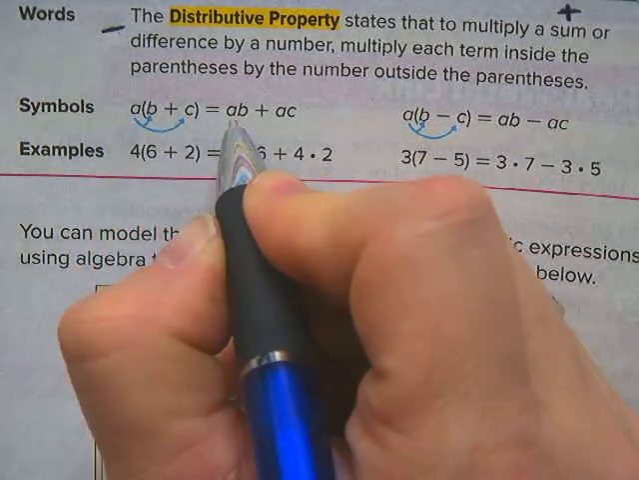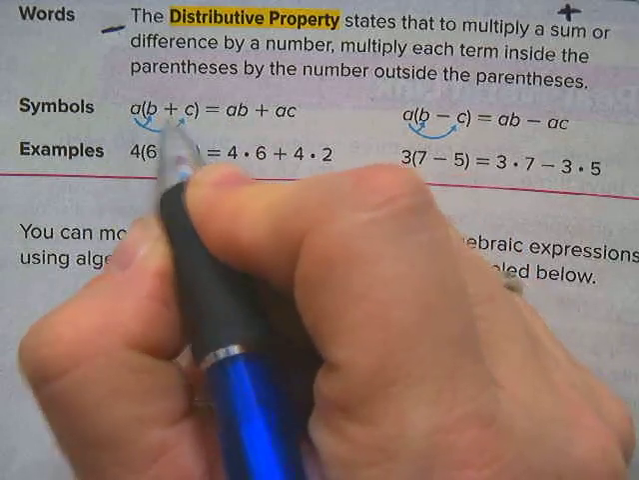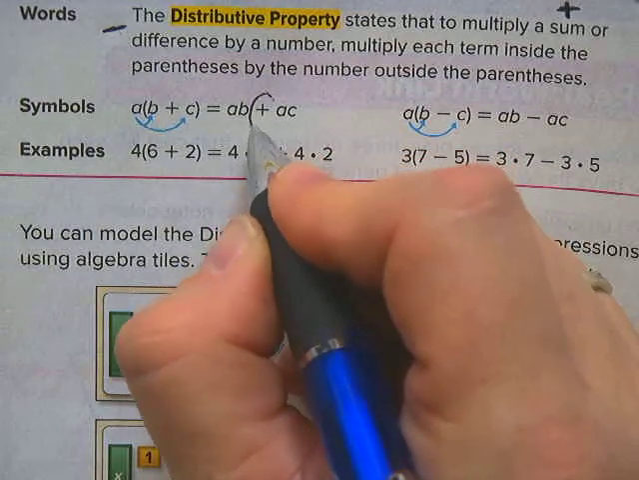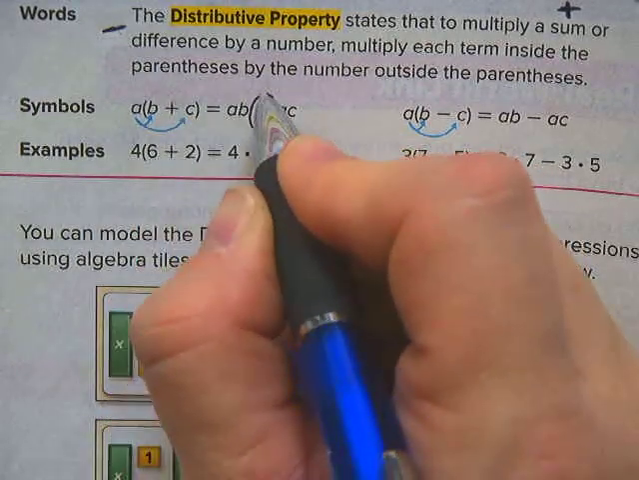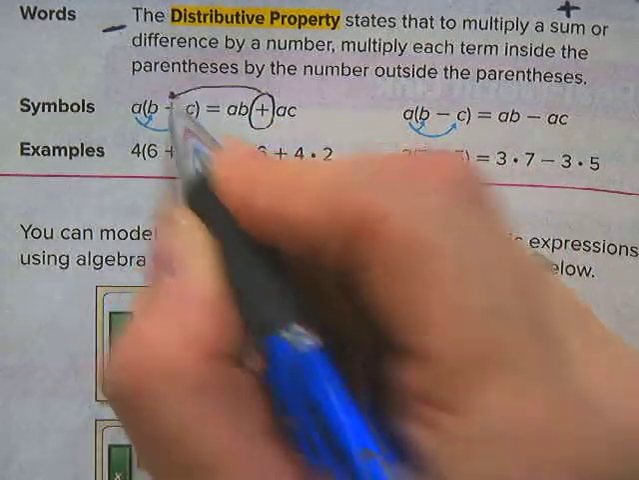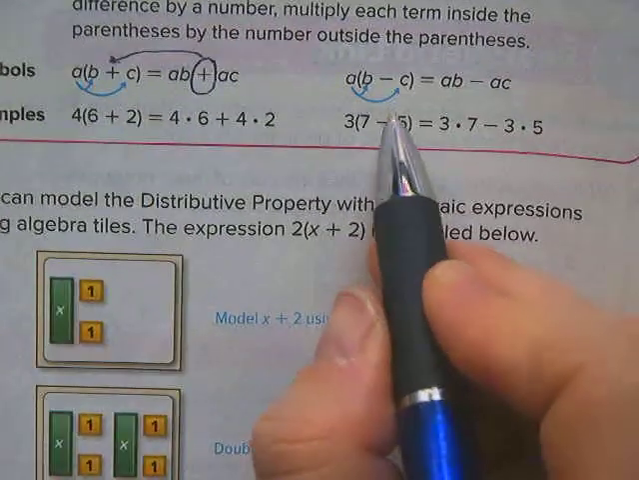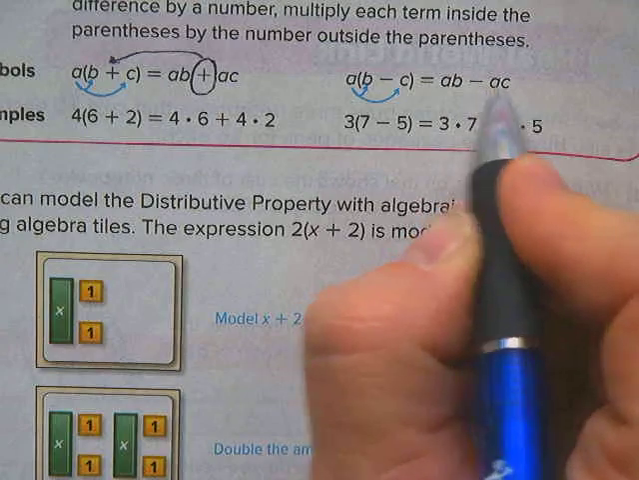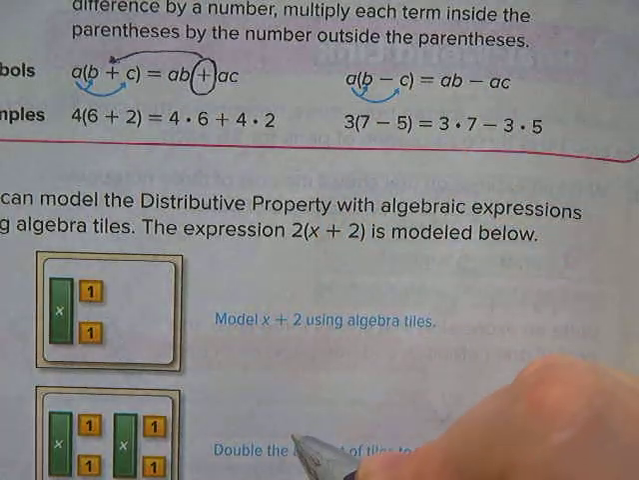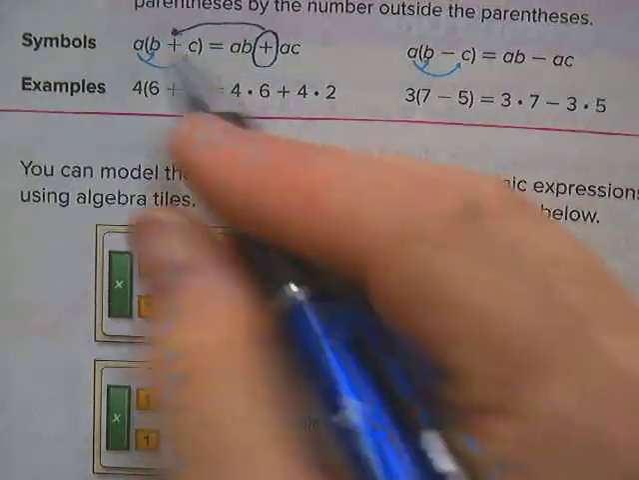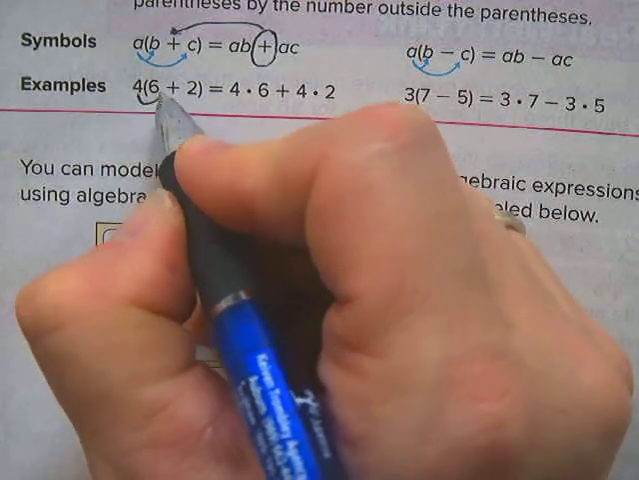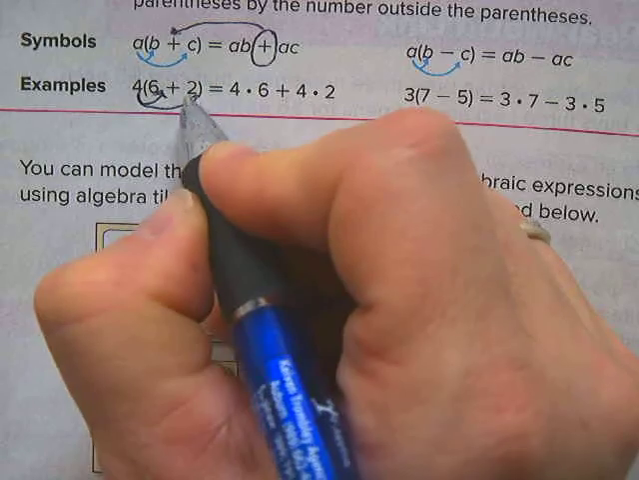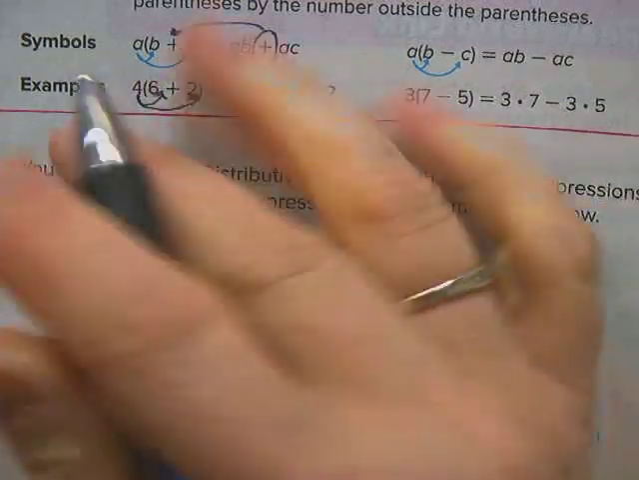So we're saying A times B plus A times C. It's very important that you realize that the two terms are then added together because of this symbol. If we're subtracting, it would be A times B minus A times C. Okay, using numbers, draw your arrows here. It would mean 4 times 6 plus 4 times 2.